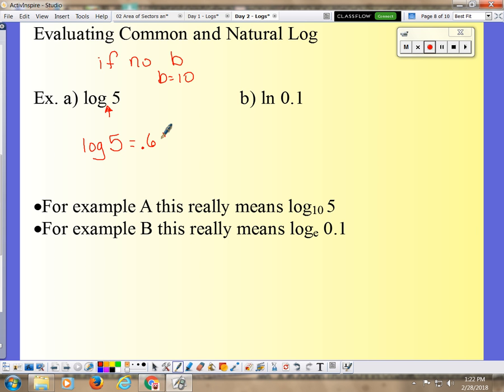So this is 6, 9, 8, 9, which means when I round that, that is 6, 9, 9. That would be your answer.